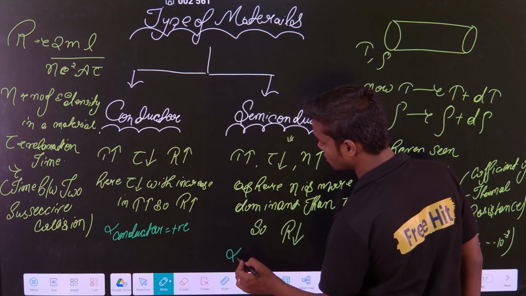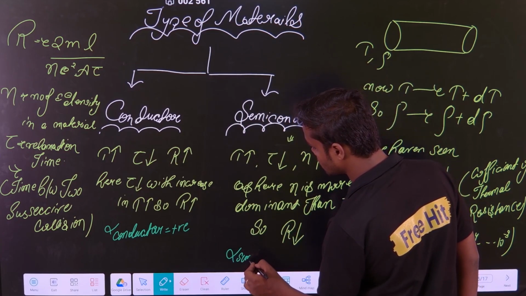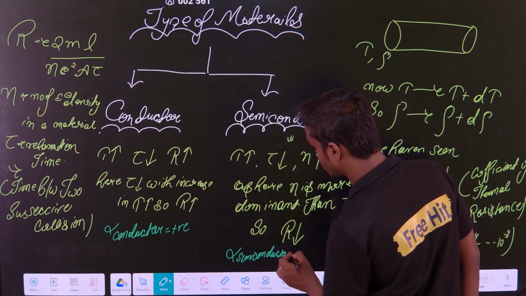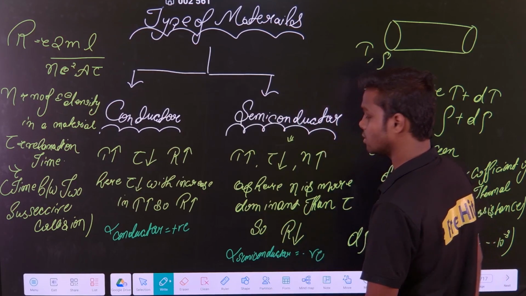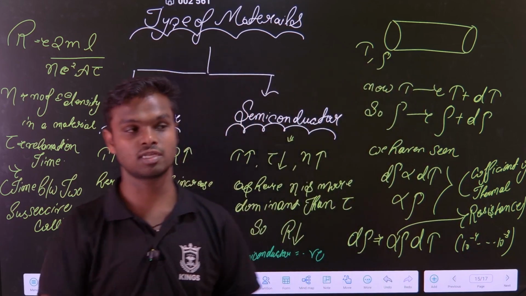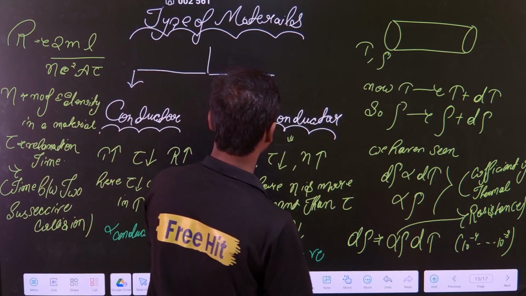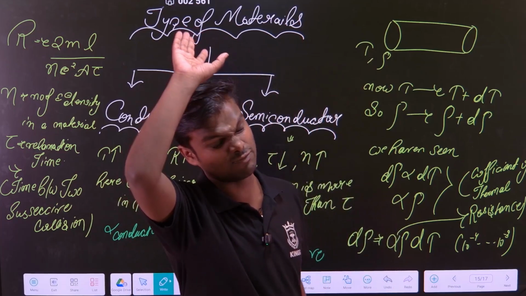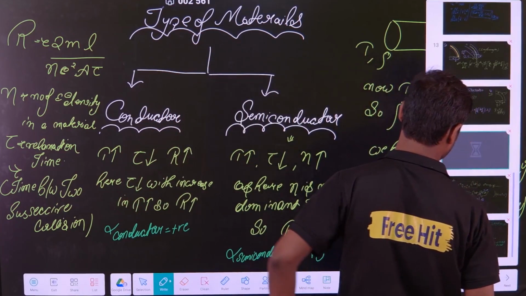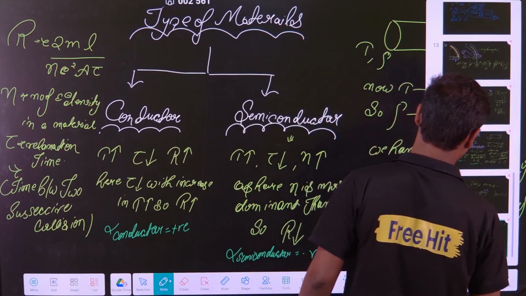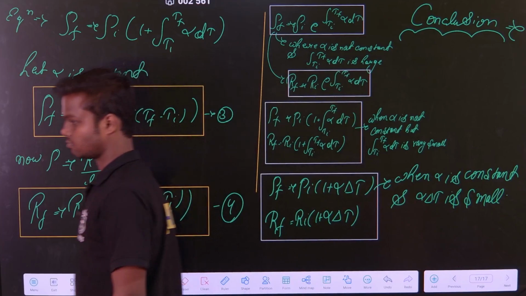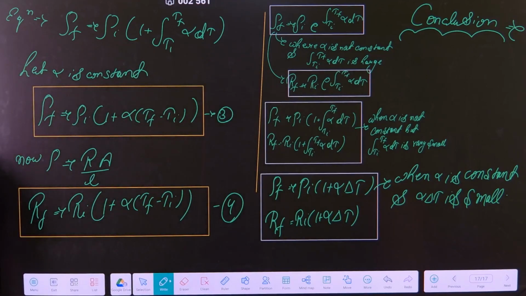Similarly, alpha for semiconductors. With increase in temperature, you have seen that the resistance is going to decrease. So alpha for semiconductors is going to be negative. Then only with increase in temperature will you get lower resistance. So alpha for semiconductor is negative, alpha for conductors is positive, and alpha for insulator is a very high value. Clear? Note it down. Completed? Okay.